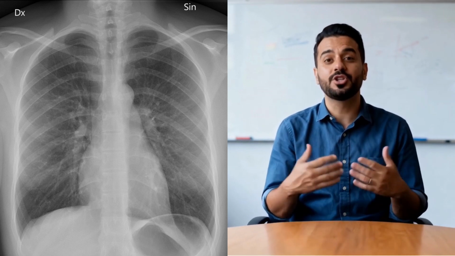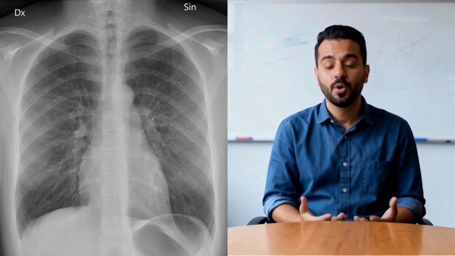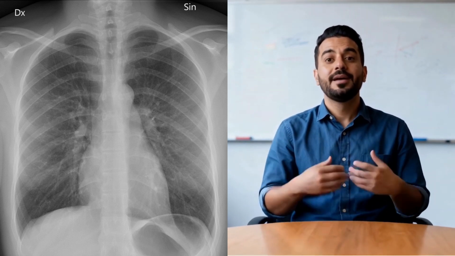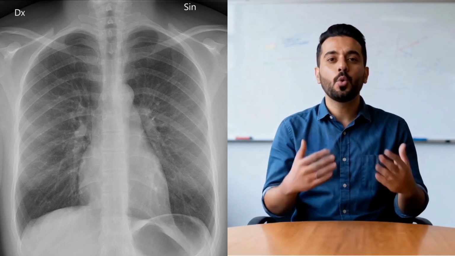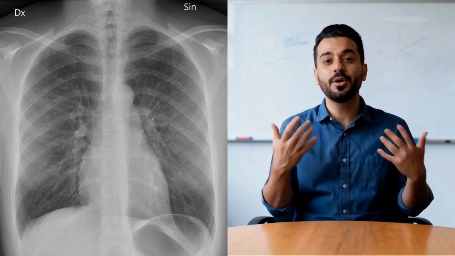Trace each rib, check the clavicles. Look at the soft tissues of the neck and chest wall. Look for fractures. Step 2, the pleura. Follow the edges of the lungs. Are the costophrenic angles sharp? Do you see a pleural line that should not be there? Step 3, the lungs.